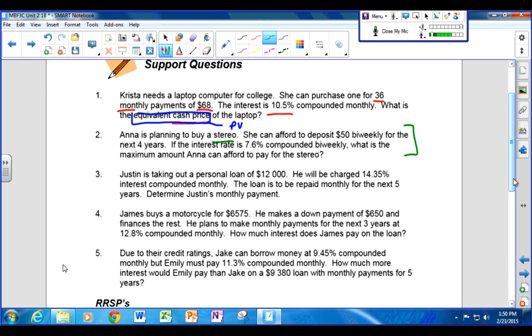She can afford to deposit $50 bi-weekly for the next 4 years. Okay, so that's telling us, Anna, maybe she babysits and maybe she does some hunting and sells her skins or something like that. So she can afford $50 bi-weekly for 4 years, that's a long time. If the interest rate is 7.6% compounded bi-weekly, what does bi-weekly mean? Bi-weekly means 26 per year.